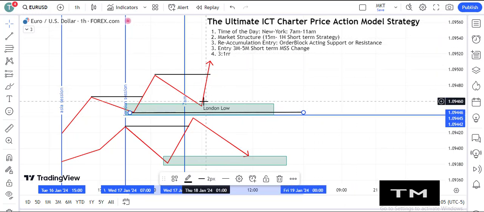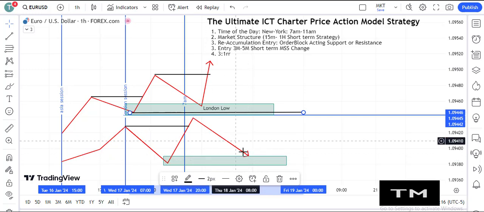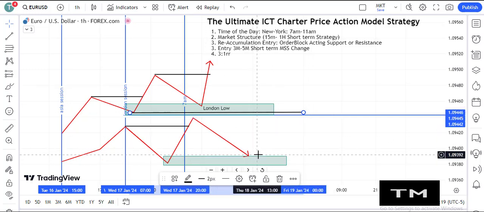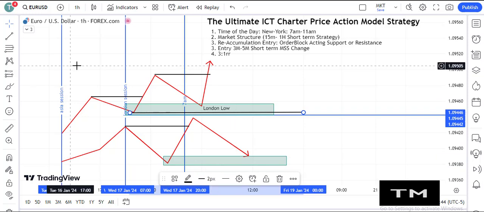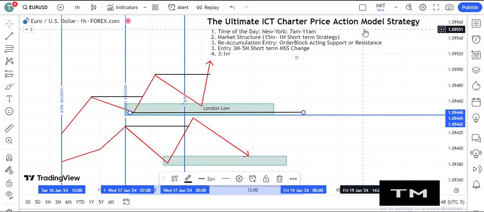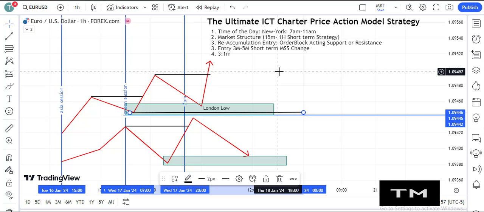In the bullish scenario, this London low will act as a support when the price is bullish, and when the price is bearish, the London high will act as a resistance for the New York continuation to move lower. So this ICT Charter Price Model is just based on continuation of the New York session. That is what the ICT Charter Model entails.